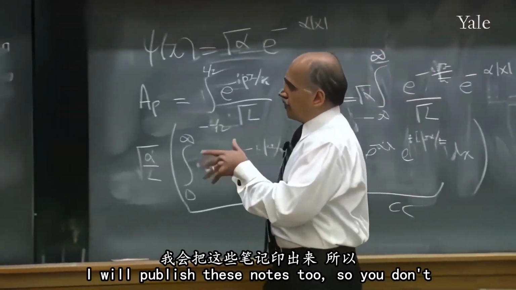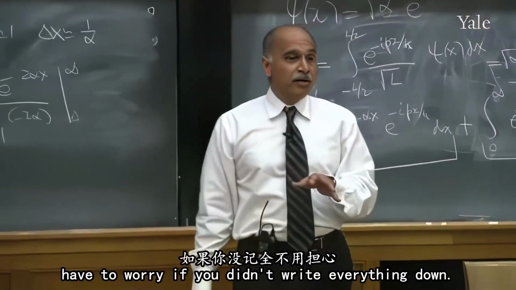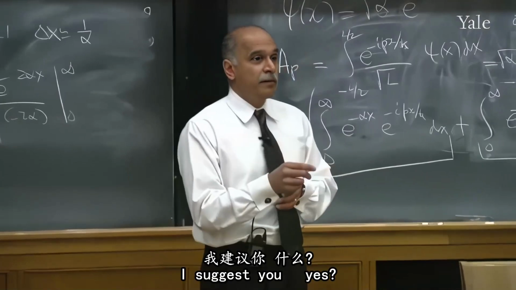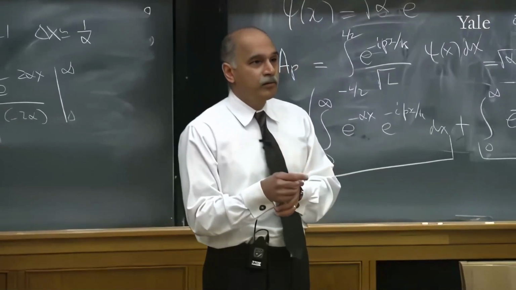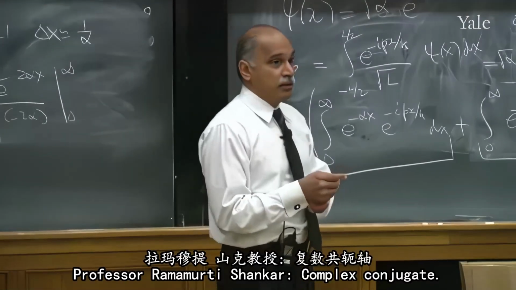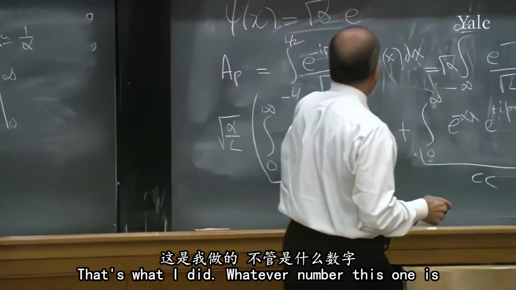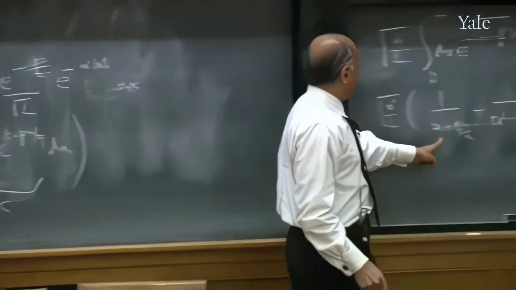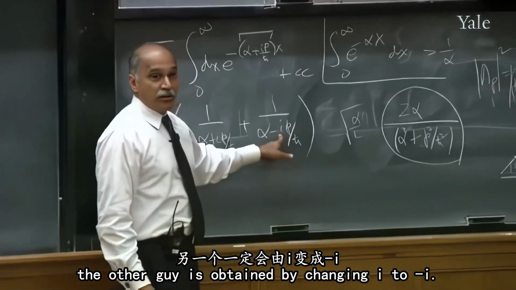By the way, I will publish these notes too, so you don't have to worry if you didn't write everything down. I suggest you, yes? Can you go over again what CC? Complex conjugate. That's what I did. Whatever number this one is, the other one is obtained by changing i to minus i.